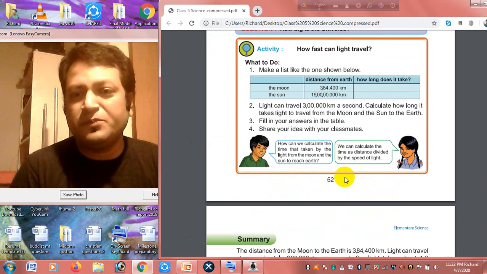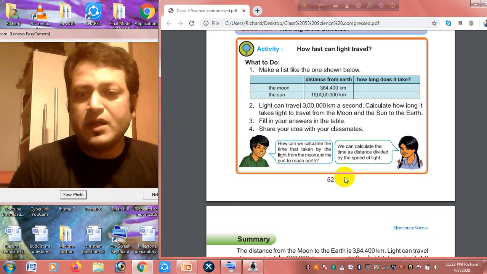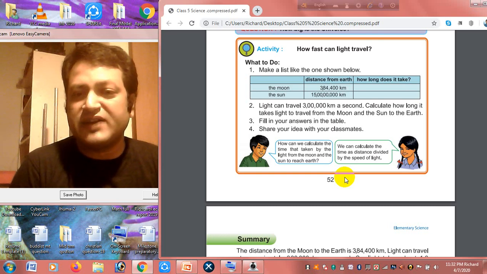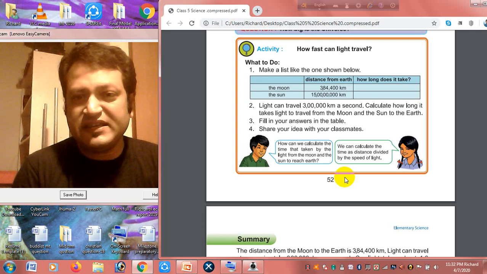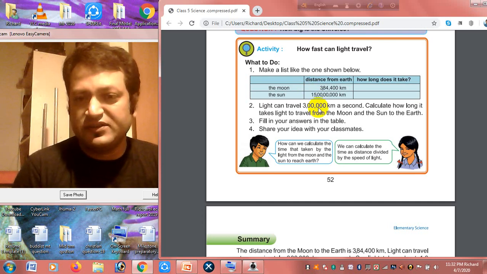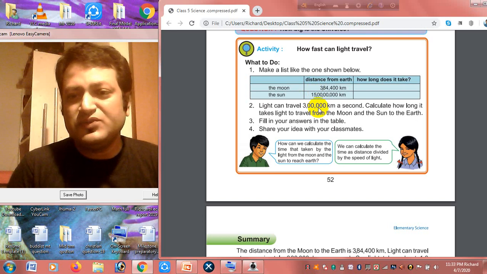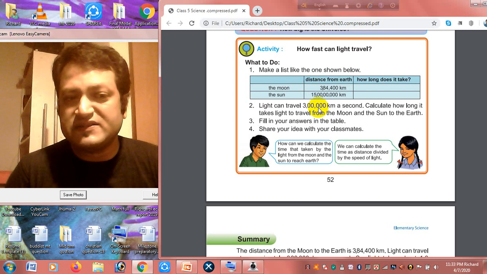Let's see the comparison. How far are the moon, the sun, and the earth from each other? What are the distances? From Earth to Moon, the distance is 3,84,400 kilometers, and the Sun is almost 15 crore kilometers from the Earth. So can you say how many kilometers light can travel in 1 second? Do you have any idea?